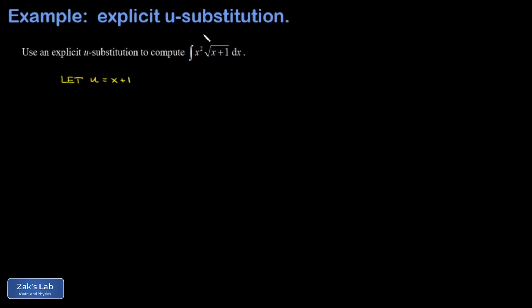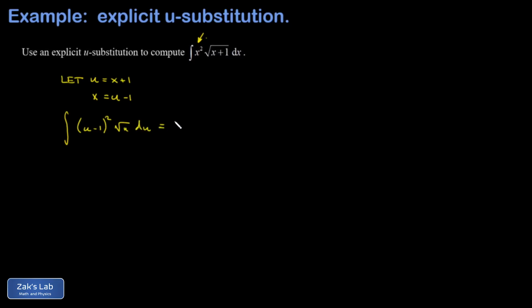But then we have to deal with the x squared piece that's sitting out in front. And the way we do this is to solve for x in our original substitution. So x is u minus 1. And that means x squared is going to be the quantity u minus 1 squared. So we transform the integral, and we have the quantity u minus 1 squared times the square root of u du. And this integral is no problem.